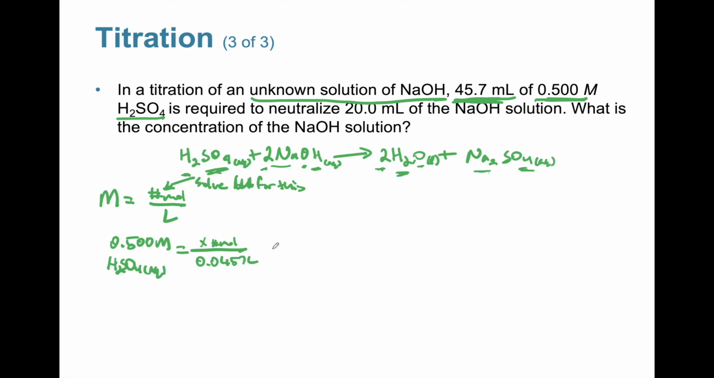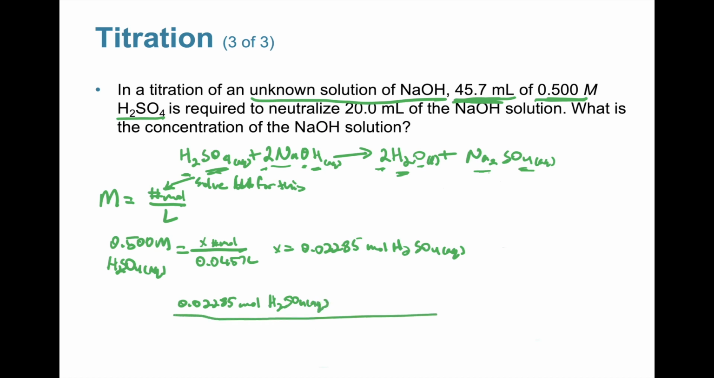And when you solve for X, what you're going to get is X equals 0.02285 moles of H2SO4, AQ. That's great, because now you have moles of H2SO4, okay? You can take that into a stoichiometric calculation to figure out the rest, okay? So we'll say 0.02285 moles of H2SO4 AQ in our fence post.